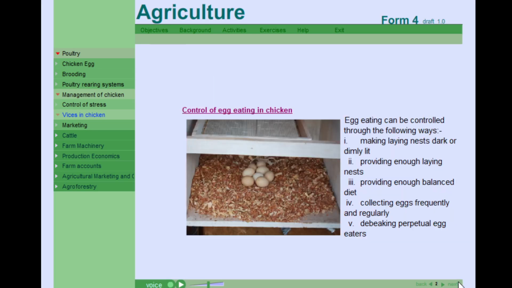Control of egg eating in chicken. Egg eating can be controlled through the following ways: making laying nest dark or dimly lit, providing enough laying nests, providing enough balanced diet, collecting eggs frequently and regularly, and debeaking perpetual egg eaters.